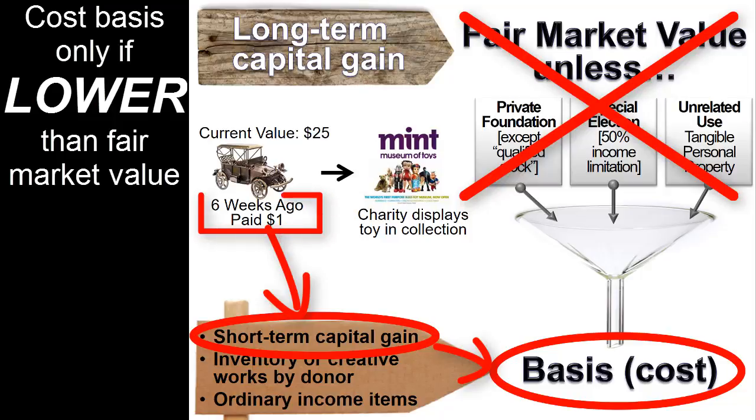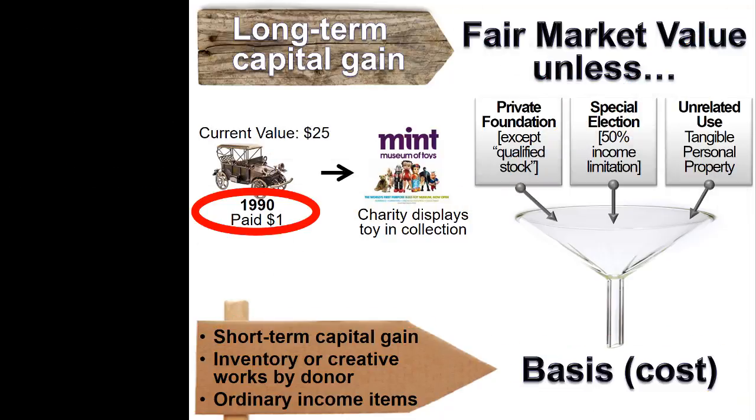Here, the cost basis of $1 is less than the fair market value of $25. Now consider a slightly different example. Suppose the donor purchased the antique toy car not 6 weeks ago, but in 1990. How does this change the result?